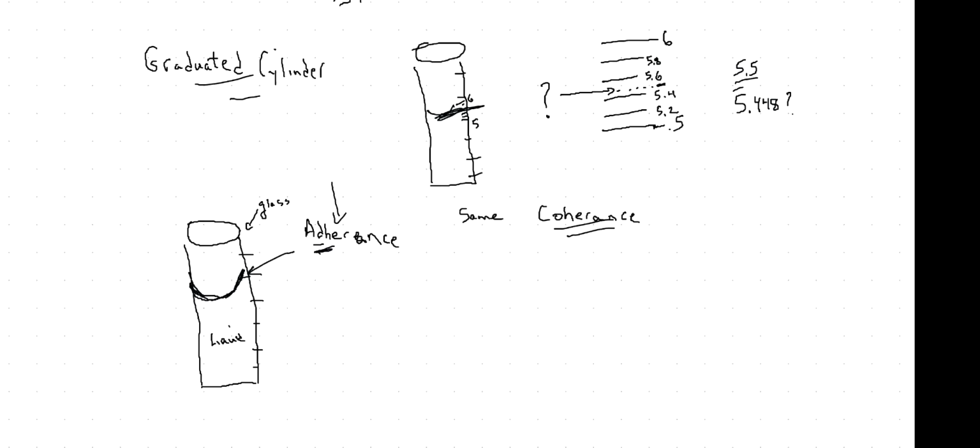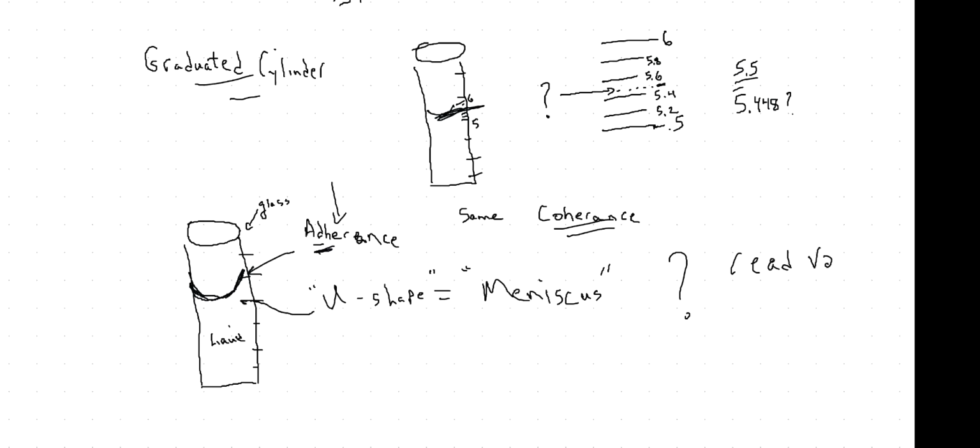Now, this U shape that we see, because of this adherence, is called the meniscus, which is also found in the knee, but this is a different use of it. Meniscus. And the question is, how do I read the volume? Do we read it from the top here, or from the bottom, or from halfway? How do we read it?